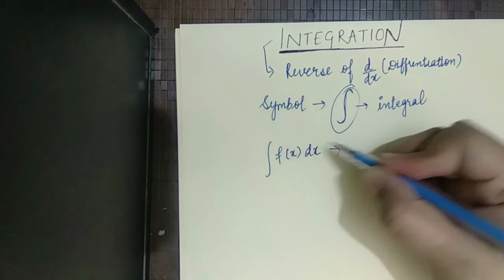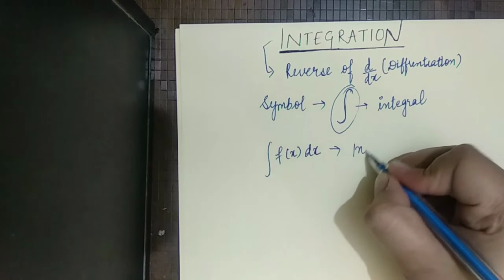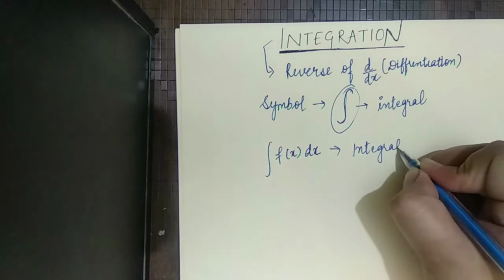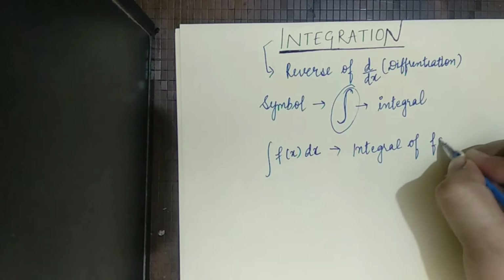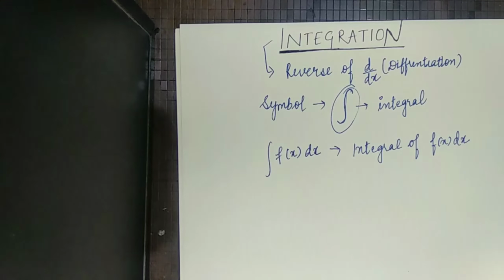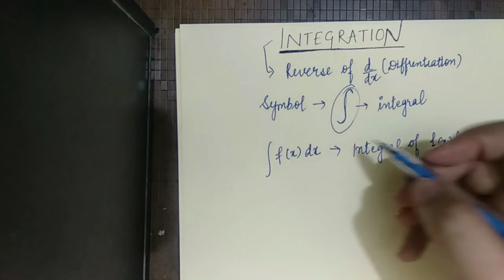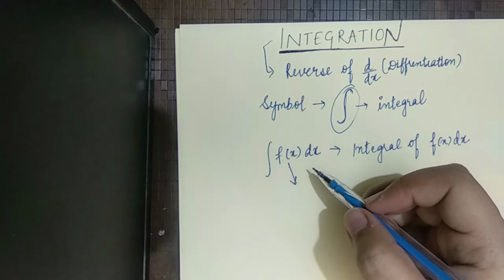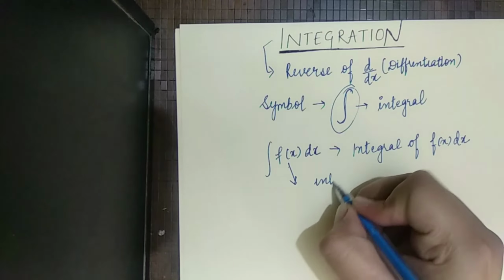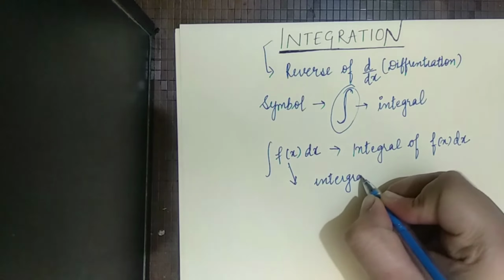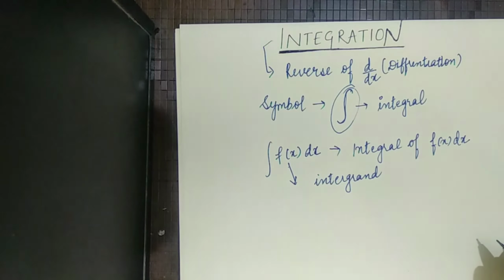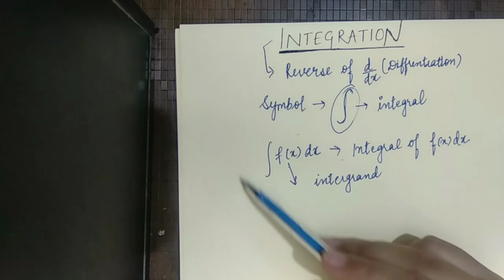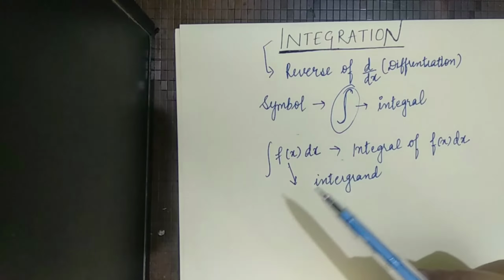then it is read as integral of f of x dx. Next, what is f of x? f of x, the function whose integral we have to find, is known as the integrand.